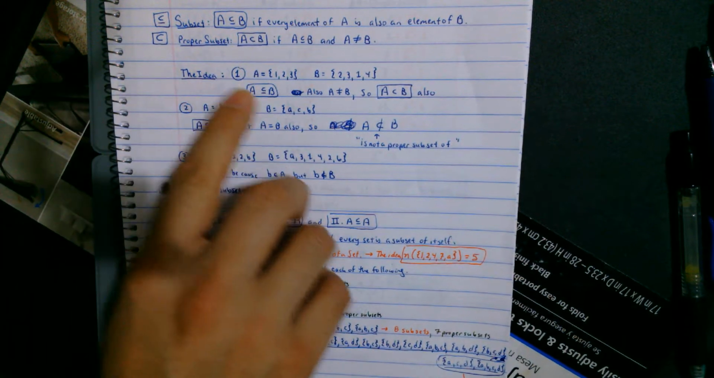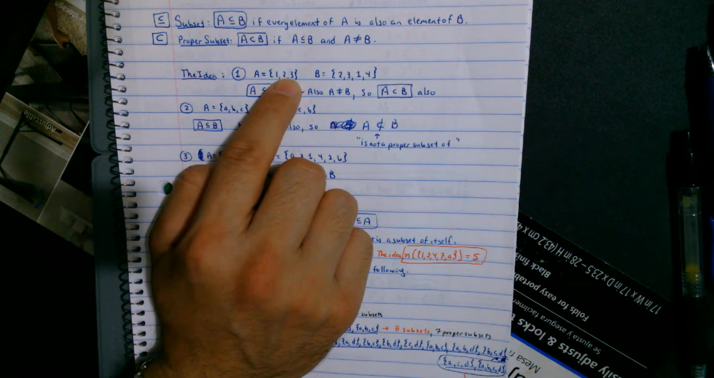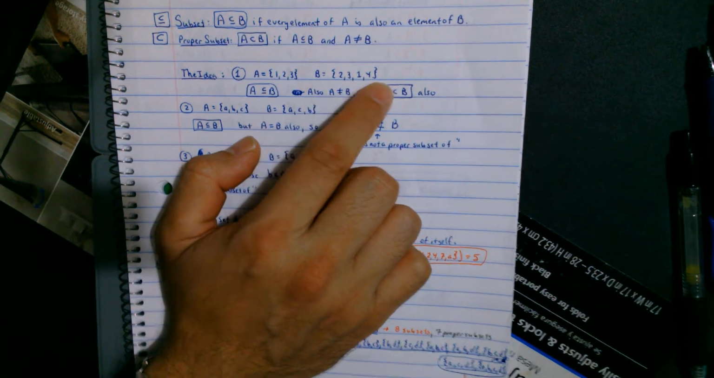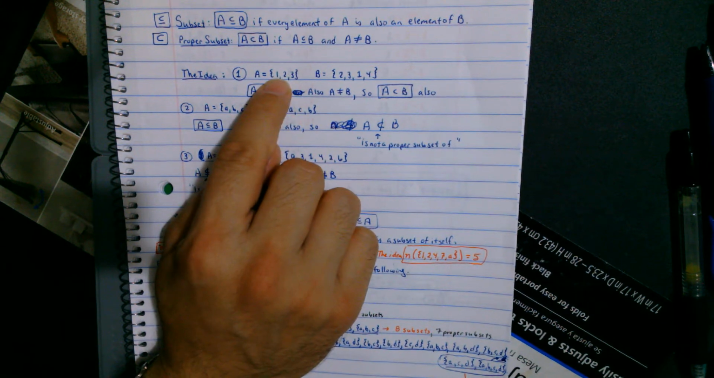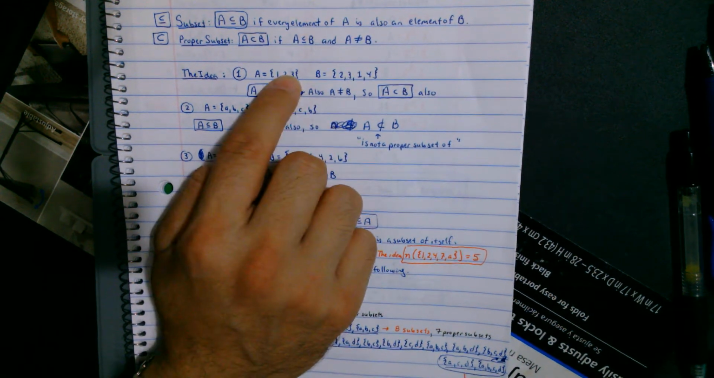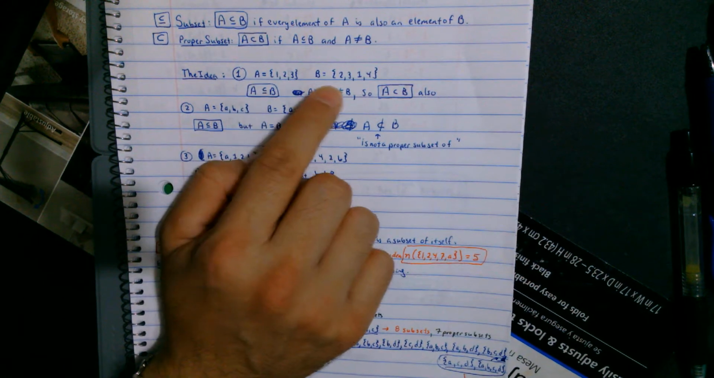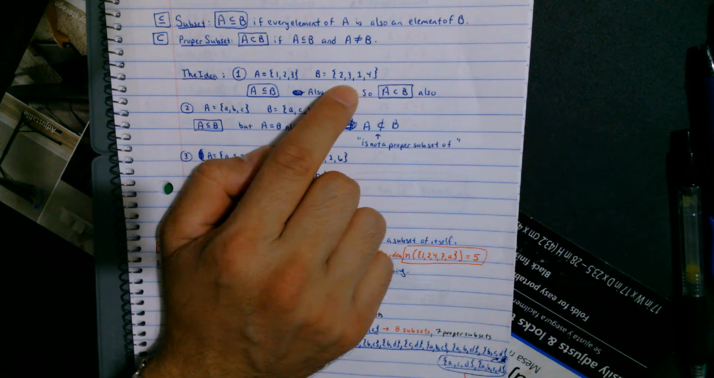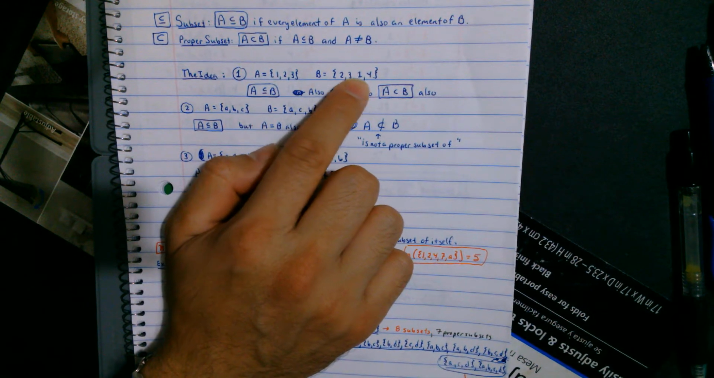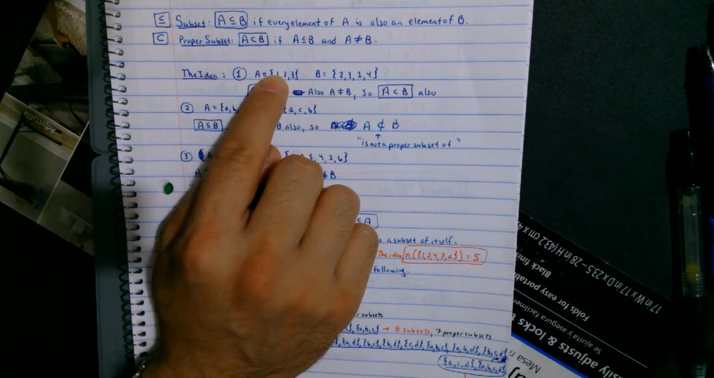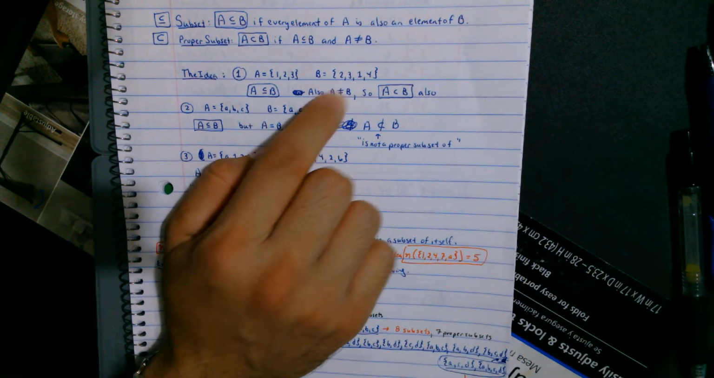So looking at number 1 and number 2 here. A is the set 1, 2, 3. B is the set 2, 3, 1, 4. The numbers in A are 1, 2, and 3. You can also find 1, 2, and 3 inside set B. So A is a subset of B. Notice that B is not a subset of A because B has an extra element that A doesn't have. So B is not a subset of A, but A is a subset of B.